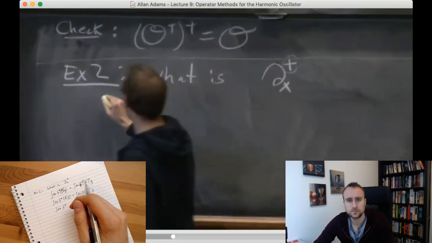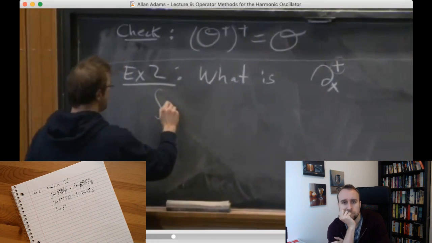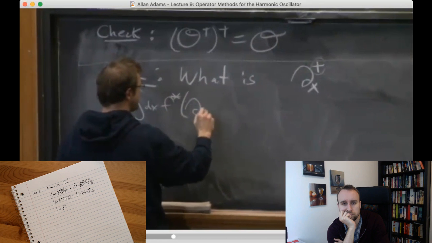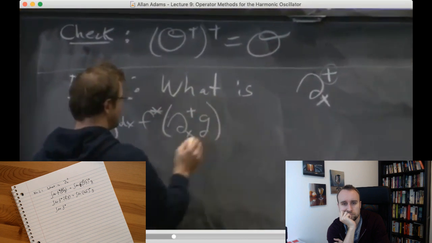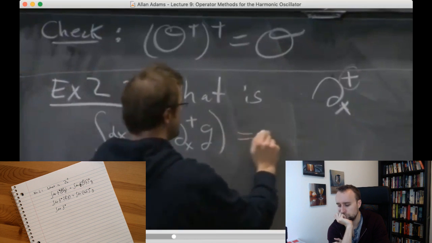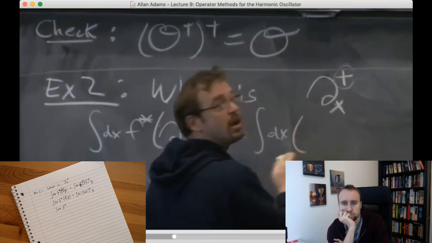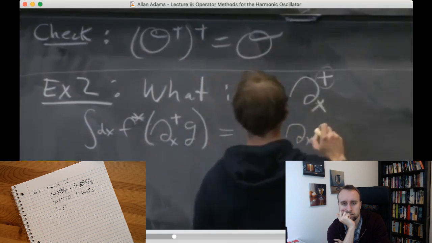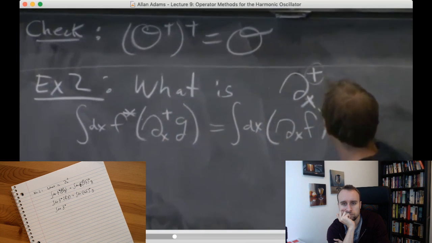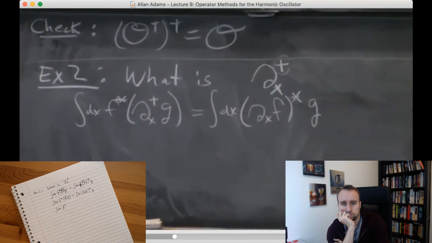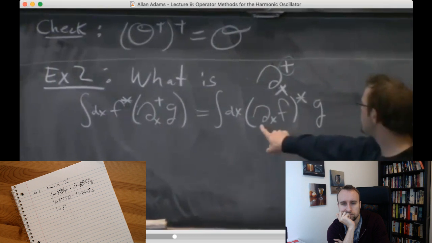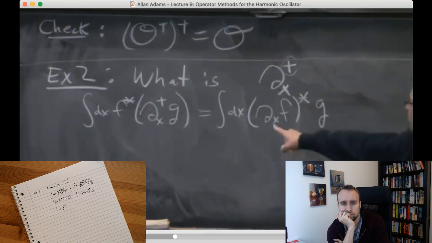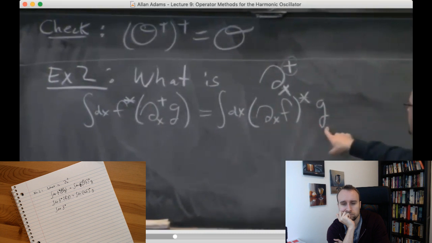Same logic as before. Whatever the operator is, it's defined in the following way: integral dx, f complex conjugate on dx dagger on g. This is equal to the integral dx of dx f complex conjugate on g. Now what we want is to turn this into an expression where the operator is acting on g, just our familiar operator d/dx. So how do I get the d/dx over here?